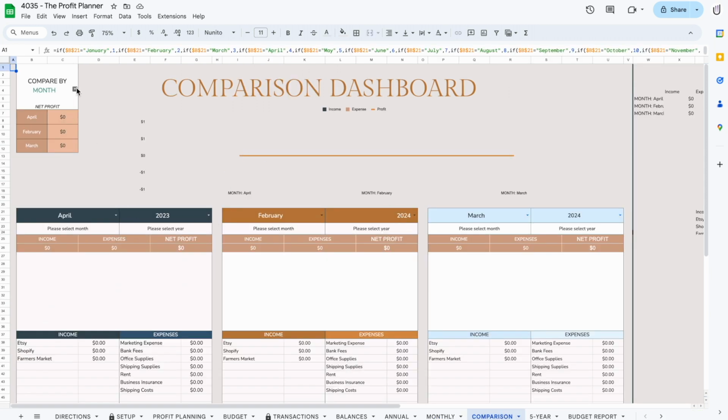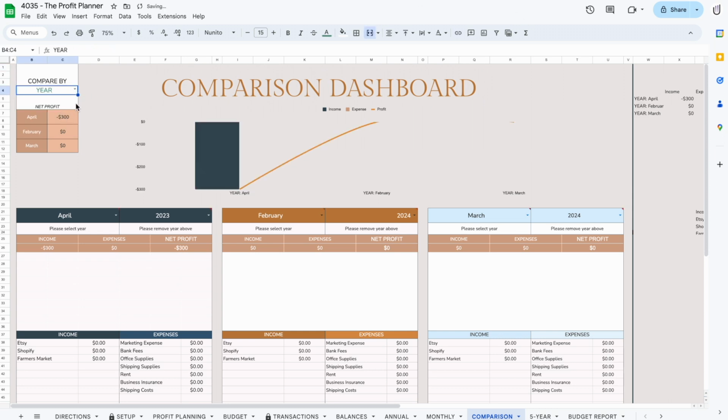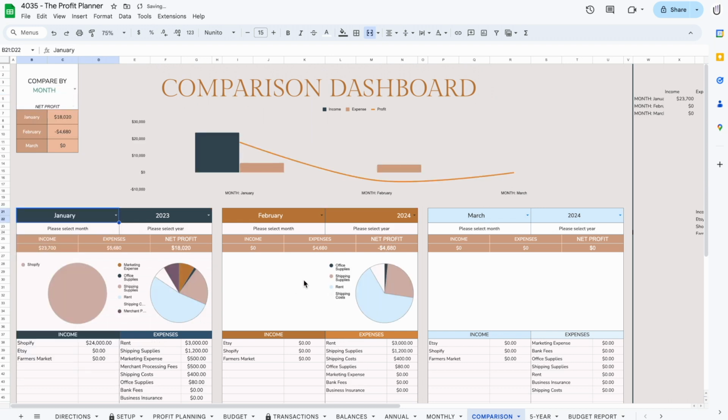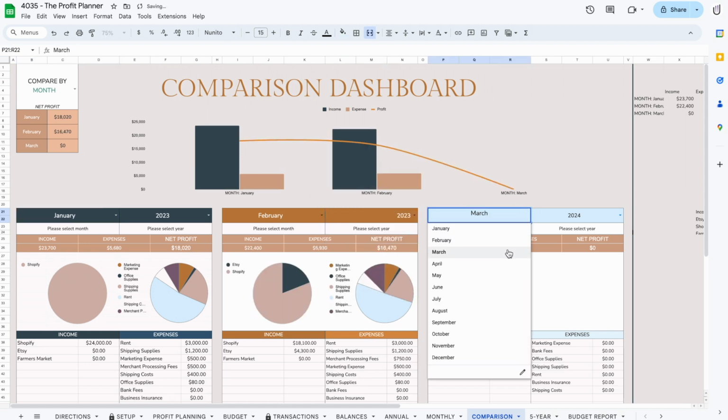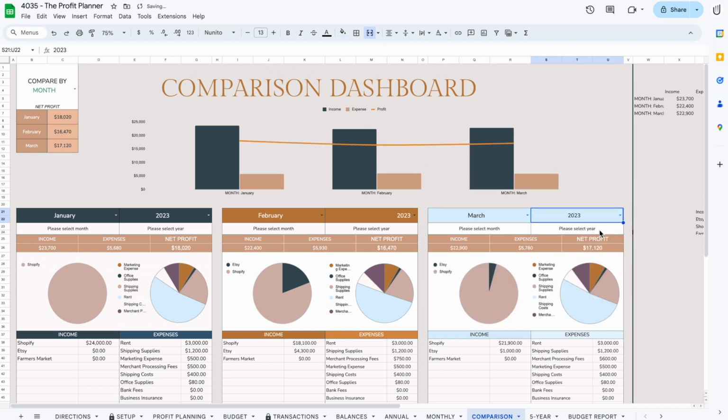Next up, you're going to have a comparison tab. So you have a couple options here. You can compare by month or you can compare by year. Okay, so if we are comparing by month, let's say I'm going to do January 2023 versus February 2023 versus March 2023. Now, you can do this in any manner that you see fit. If you want to compare different months of different years, you can do that. If you want to compare 3 consecutive months, you can do that. This is to allow for you to see how your data is trending throughout whatever period you want to track, and so you can see how your business is either growing or not growing.